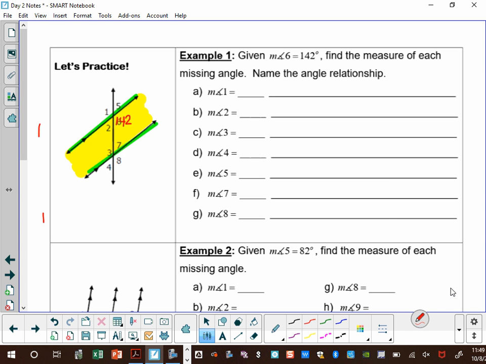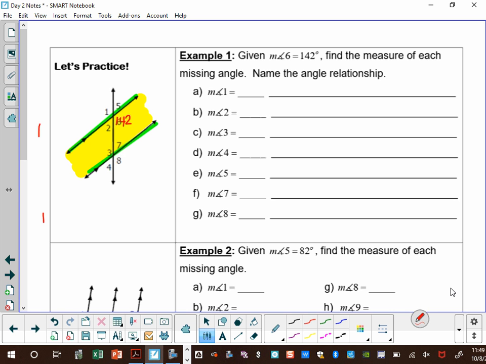Alright, so from this angle, I can find every other angle on this page. But I can only do that if I know my angle relationship. So make sure you're going back and forth between your cheat sheet and your notes. We're going to try to base everything off angle 6, but if we can't, it's okay. Let's figure out what I can do here.